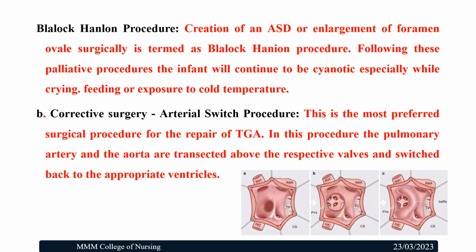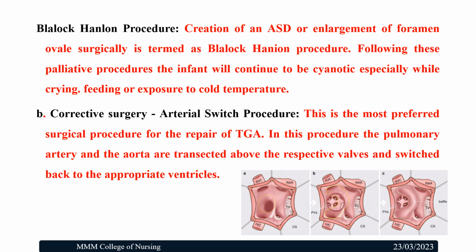So following these palliative procedures, the infant will continue to be cyanotic, especially while crying, feeding, or on exposure to cold temperature. Next, coming to the corrective surgery, that is the arterial switch operation. This is the most preferred surgical procedure for repair of TGA. What happens in this procedure is that the pulmonary artery and aorta are transected above the respective valves and switched back to the appropriate ventricles.